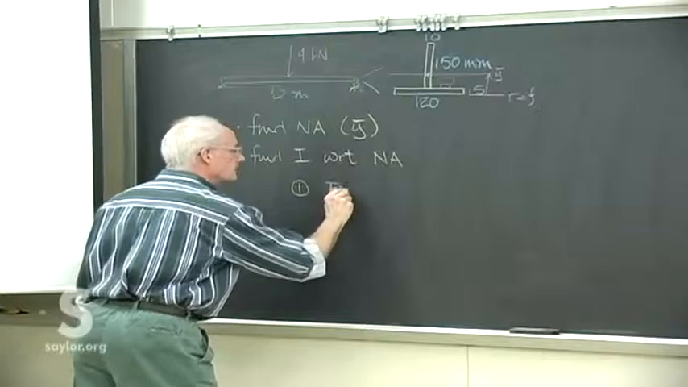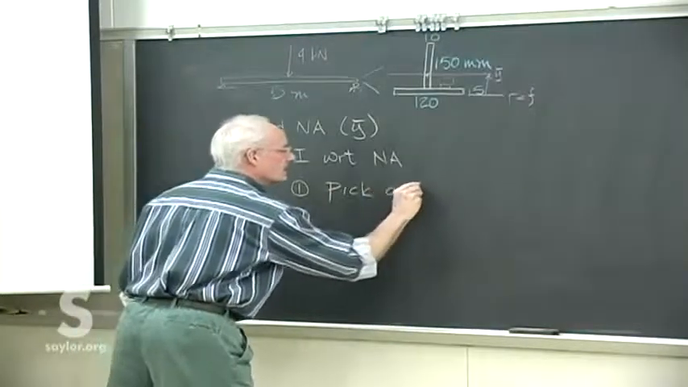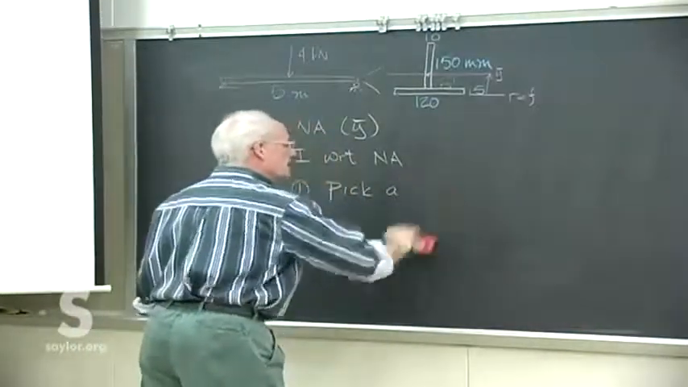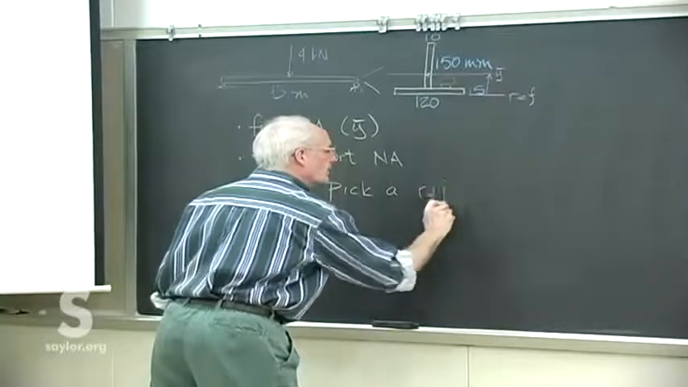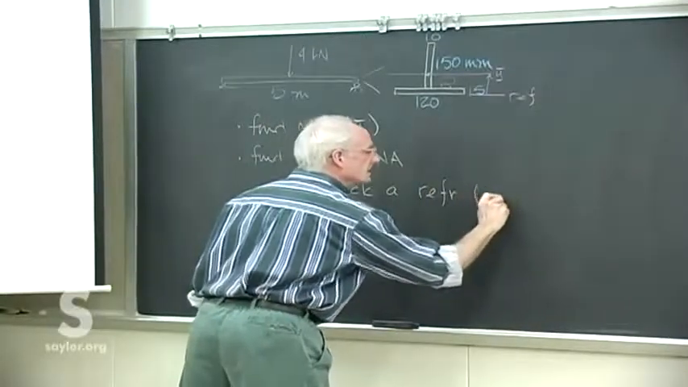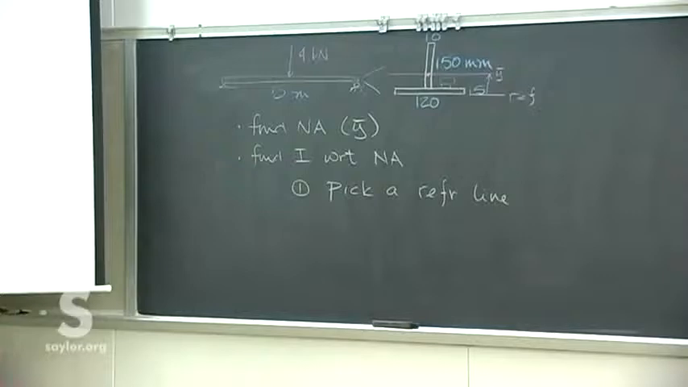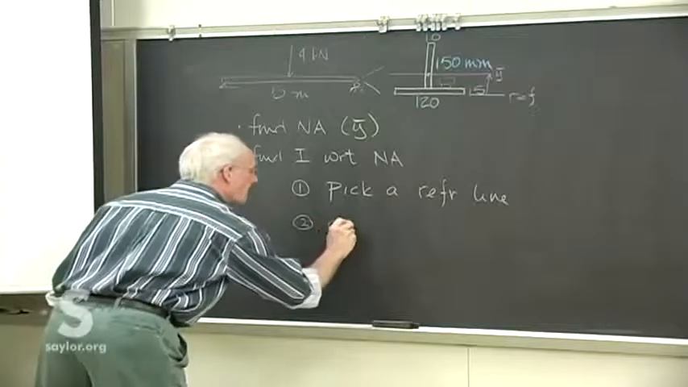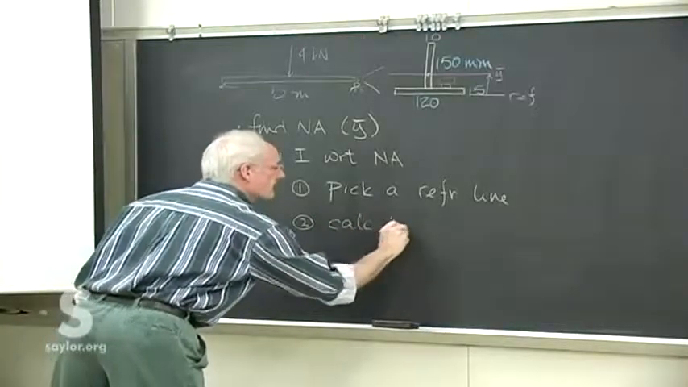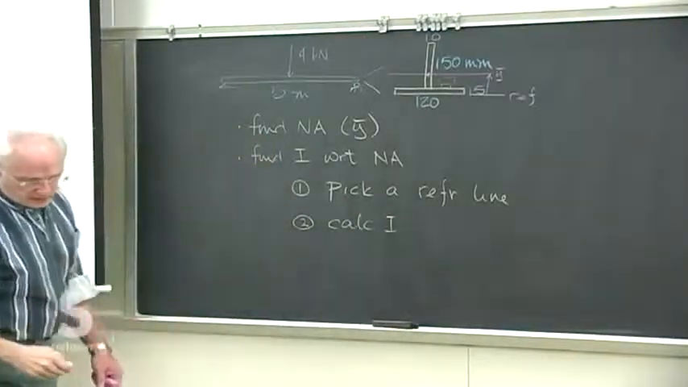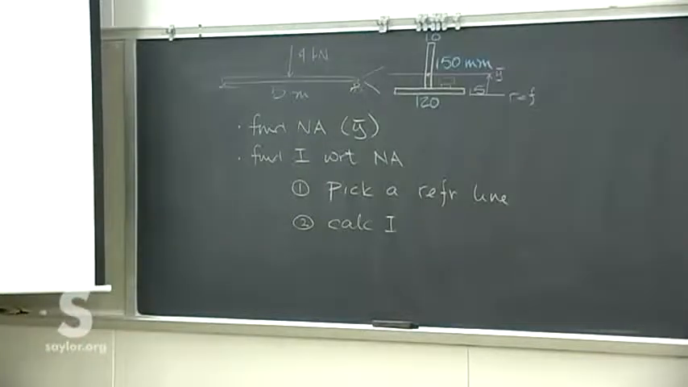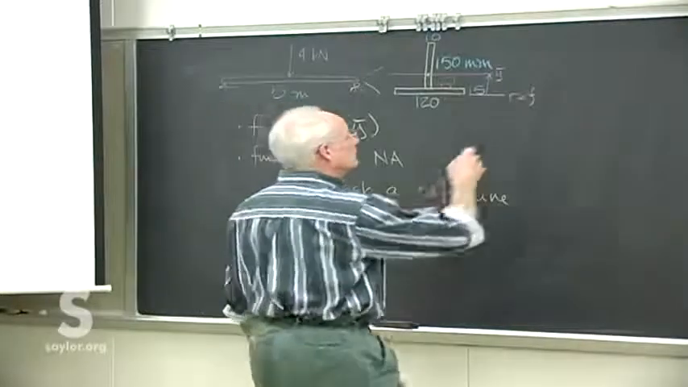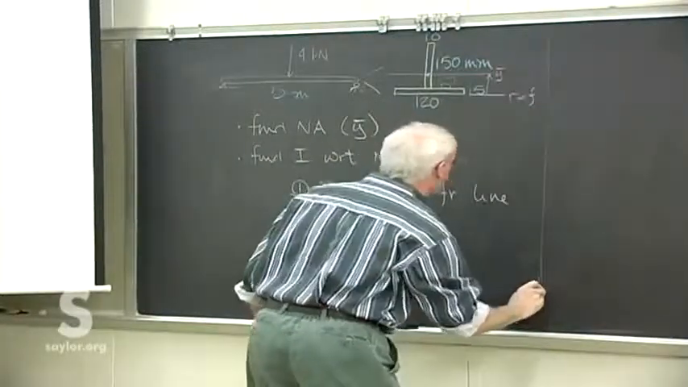So, one, pick a reference line, just a place from where to measure things until we find out what y bar is. And then two, calculate the moment of inertia with respect to that reference. Okay.